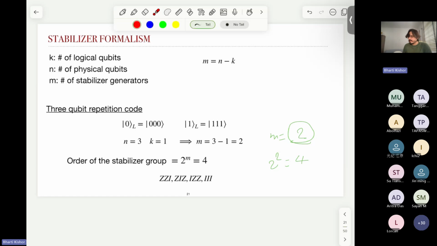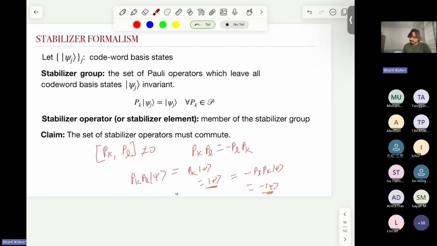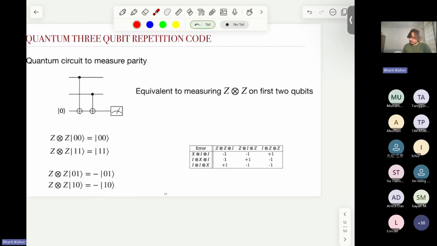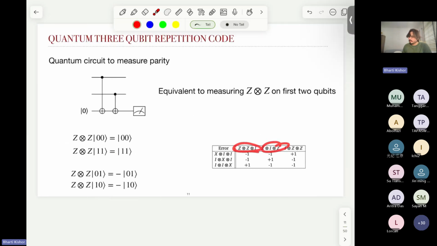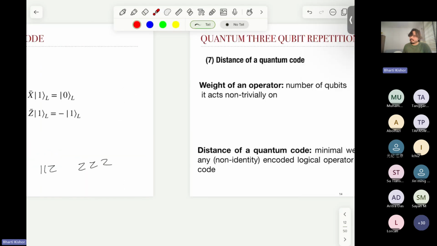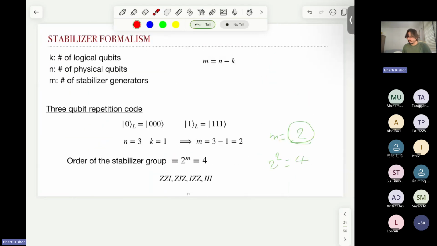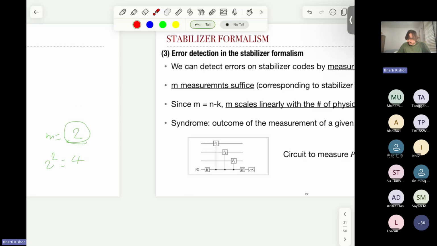The stabilizers are nothing but ZZI, ZIZ, IZZ, and III. This very much reminds you of what we looked at before, those measurements we were performing to find out whether some error has occurred or not. They were basically stabilizer measurements. And III is trivial, so we don't care about it, but it is in the stabilizer group.